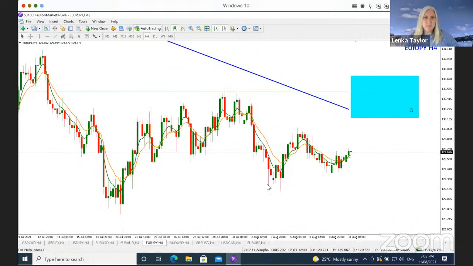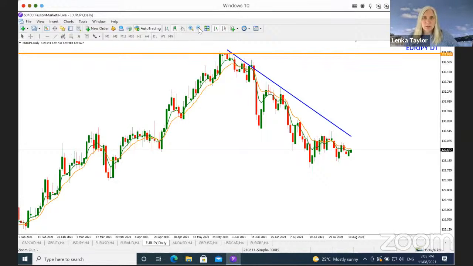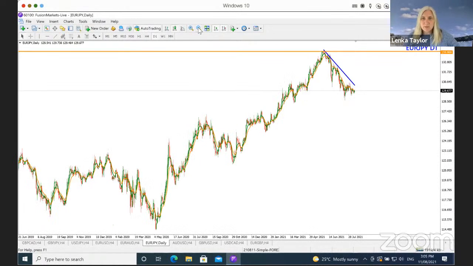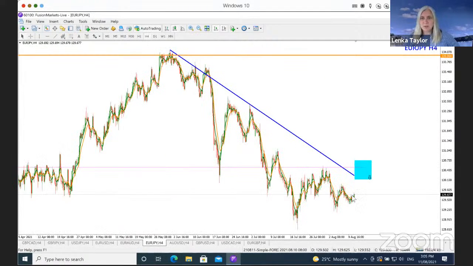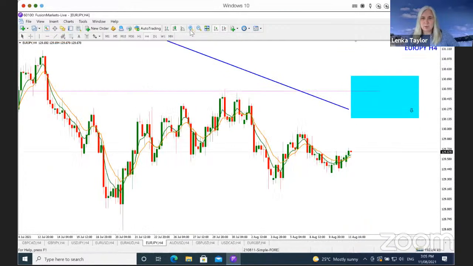Next currency pair I'm looking at is EURJPY. EURJPY, I'm looking for short. That has already been going down quite a bit. There's a bit of a consolidation, sideways movement here. So in terms of the price action, it would need to come up first before looking for a reversal and looking for short.